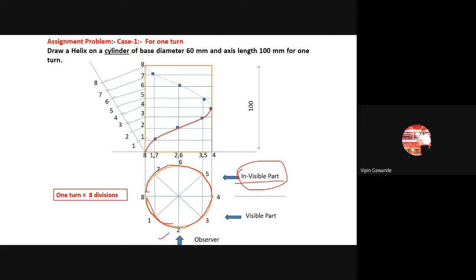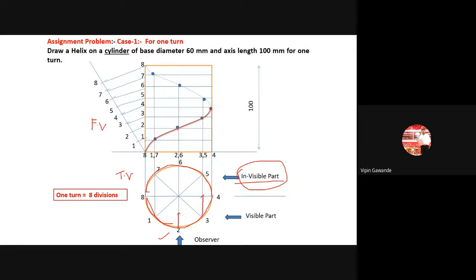The construction is very simple. We have first drawn the top view of the cylinder, which is a circle, and then the front view of the cylinder, which is a rectangle. We divided the circle into 8 parts, and we divided the axis of the cylinder into 8 parts as well, with common divisions. Then we transferred point 1 to the projection of 1, then 2 to the projection of 2, then 3 to the projection of 3.